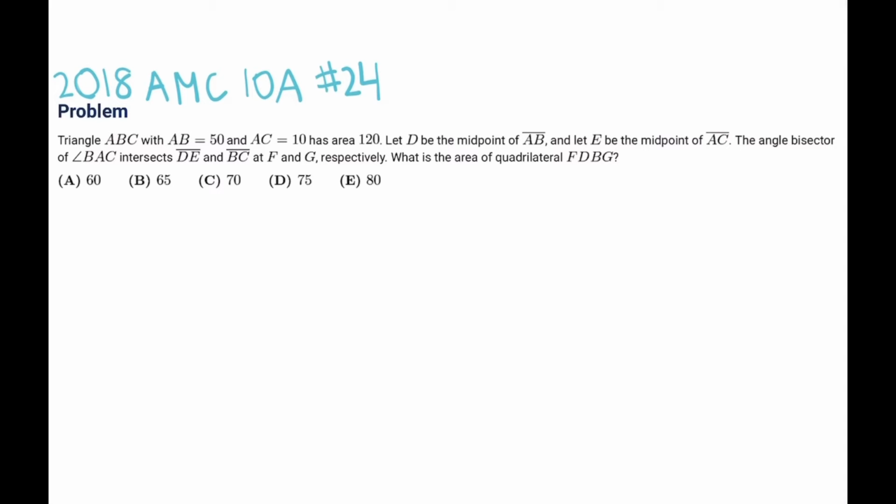Guys, so today we're going to be looking at 2018 AMC 10A's number 24. So the problem says triangle ABC with AB equals 50 and length AC equals 10 has area 120. Let D be the midpoint of length AB and let E be the midpoint of length AC. The angle bisector of angle BAC intersects length DE and length BC at F and G respectively. What is the area of quadrilateral FDBG?